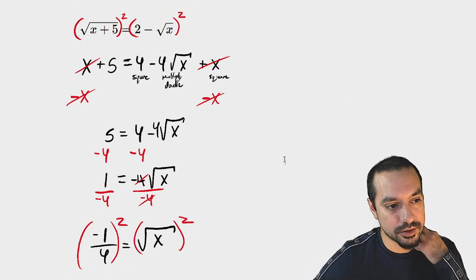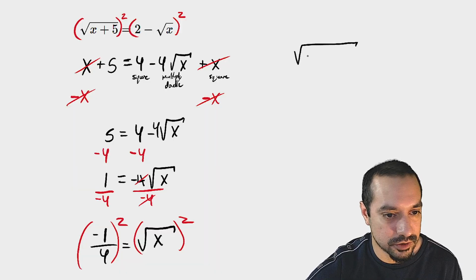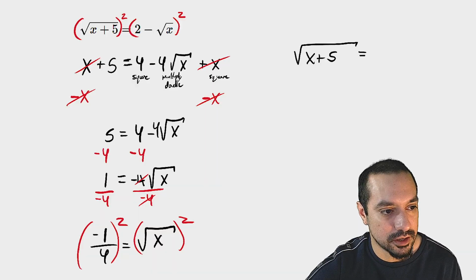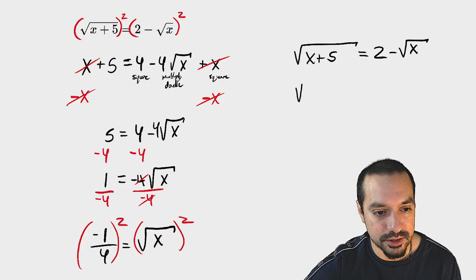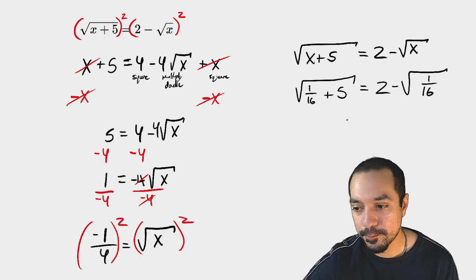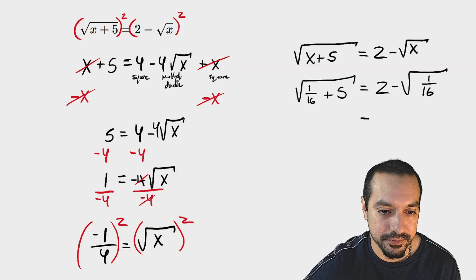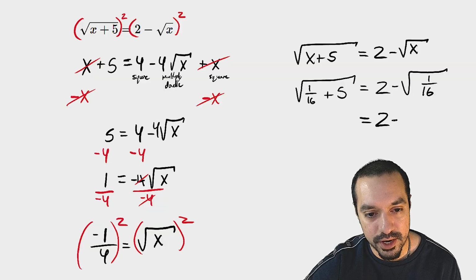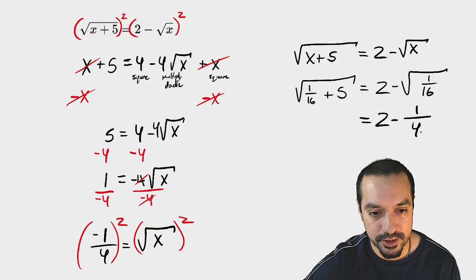All right. So let me test out that x value. So our equation is the square root of x plus 5 equals 2 minus the square root of x. I'll go ahead and plug in the 1/16. We get the square root of 1/16 plus 5 equals 2 minus the square root of 1/16. From here, we can go ahead and simplify. So this turns into 2 minus, so the square root of 1 is going to give me a 1, and then the square root of 16 is going to give me a 4.